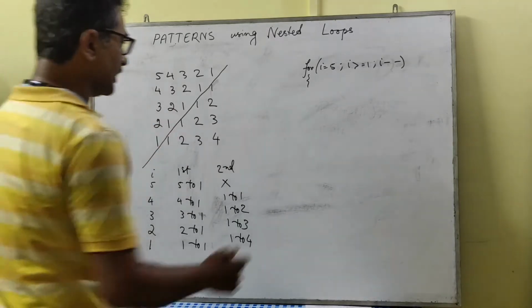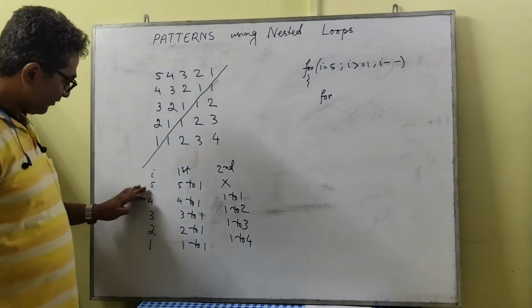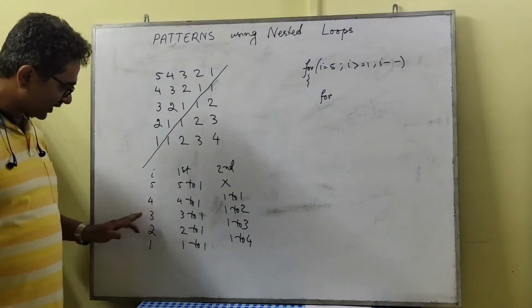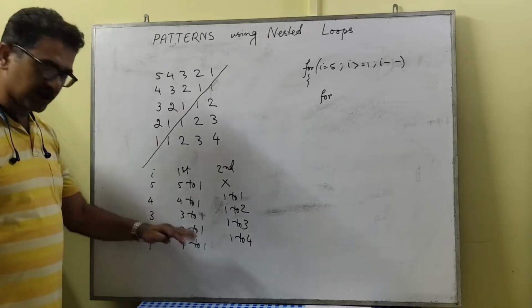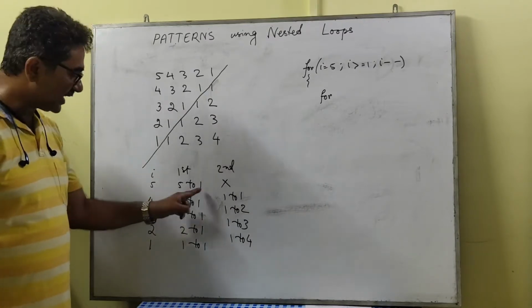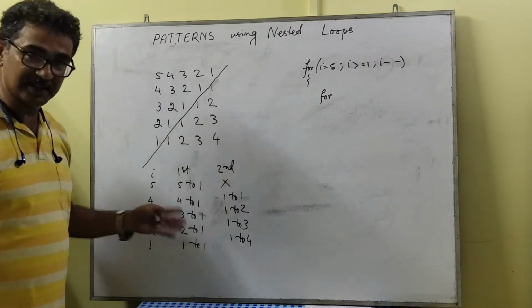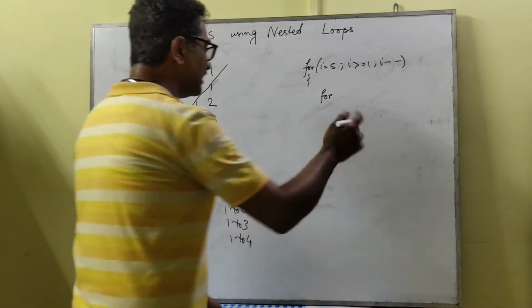Now if you go for the program, the first half, now let's see what is happening. When I is 5, 5 to 1, 4, 4 to 1, 3, 3 to 1, 2, 2 to 1, 1, 1 to 1. This is quite similar. Whatever is the value of I, it starts from there and ends at 1. When I is 4, 4 to 1. When I is 3, 3 to 1. So we can tell J starts from I till 1.